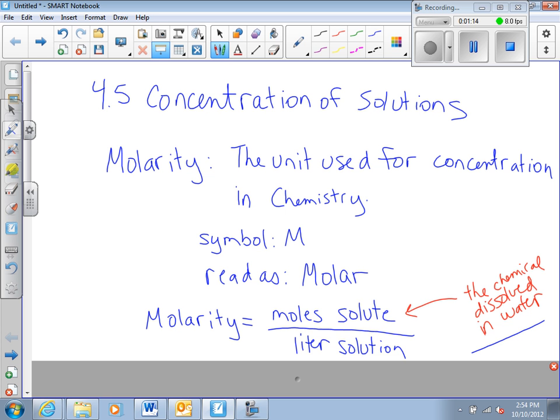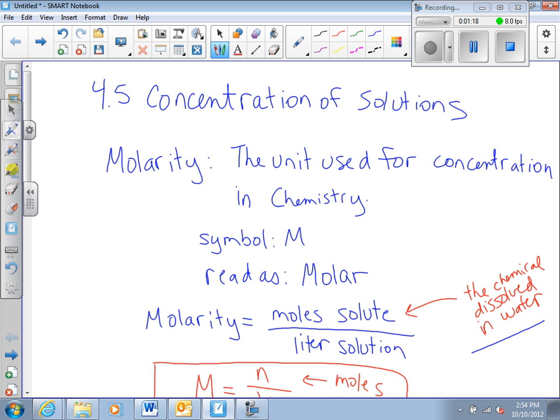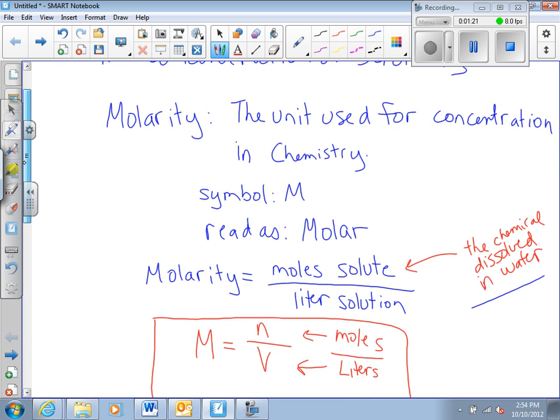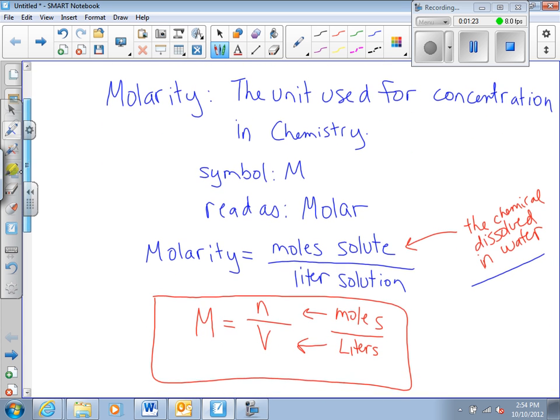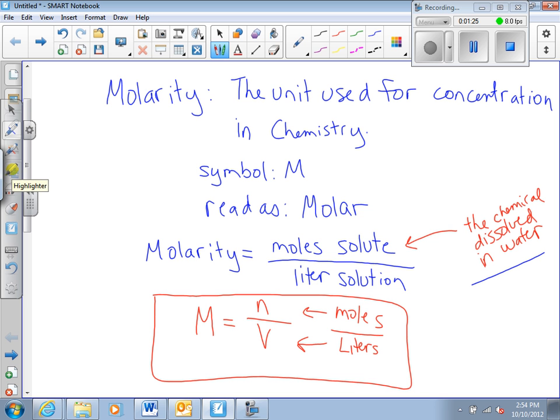We will be dealing only with aqueous solutions in this class. So the solution is always a water solution. And symbolically, molarity is moles over liters. Moles is n, V is liters, or volume.